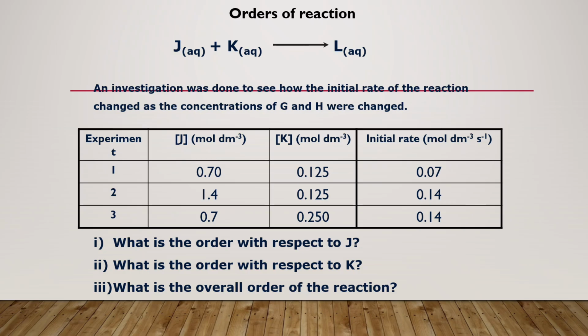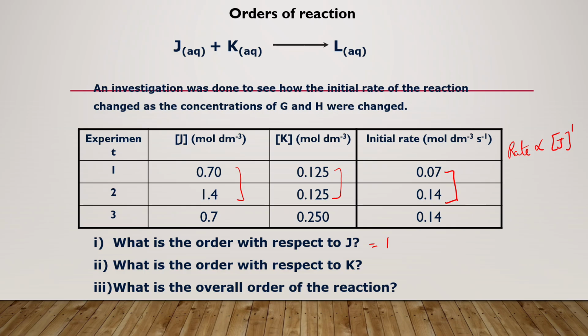Okay, so what do we see here? If we see the difference between experiment 1 and 2, the molar concentration of J was doubled, the concentration of K was kept constant, and we saw that the rate was also doubled. So in this case, we can safely say that rate is directly proportional to molar concentration of J raised to the power 1. In other words, the order of the reaction with respect to J is 1.